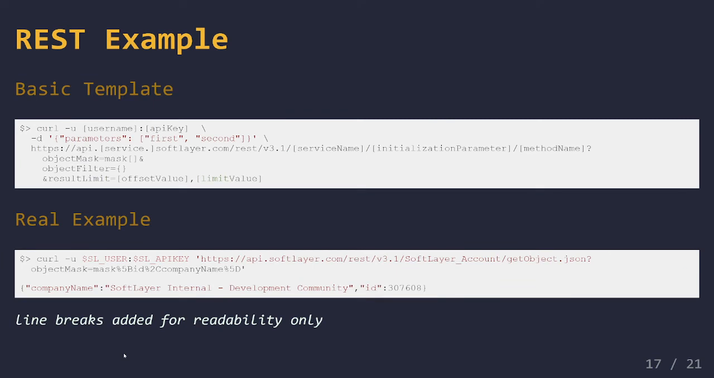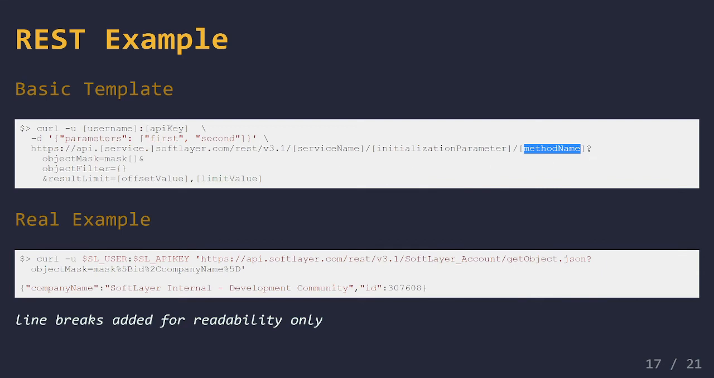And here's a REST example. So your basic template is going to look something like this. Always start out with username and password. If needed, you've got your parameters that you need to send in. Like I mentioned earlier, this parameters keyword is required. We have our array of parameters, the first parameter and the second parameter. If you don't have any parameters, just leave this out. Then we've got our URL, REST endpoint, 3.1, service name, init parameters. If you don't have any, leave it out.